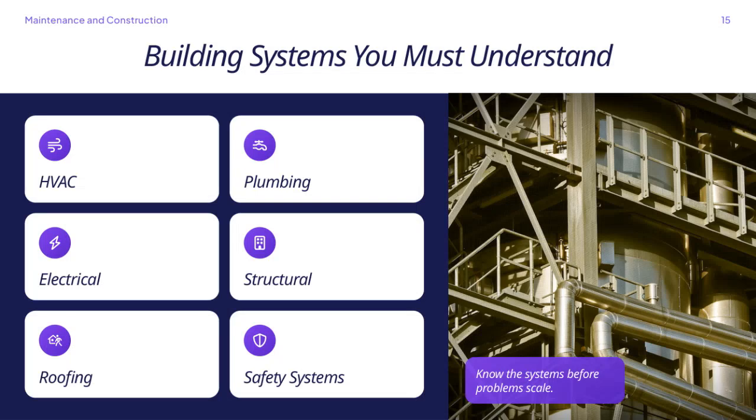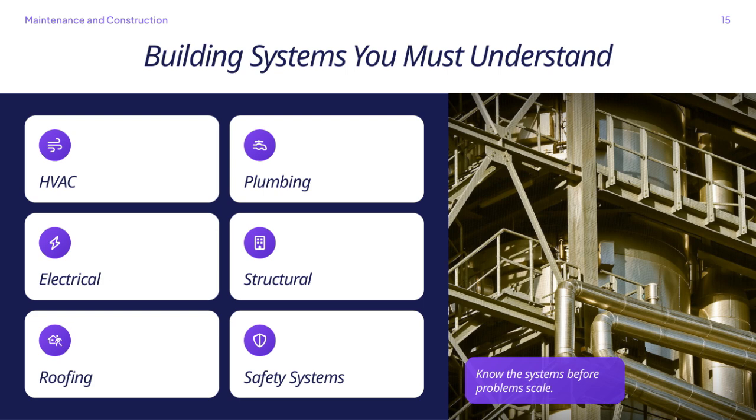On this slide, we're focusing on the essential building systems that anyone involved in maintenance or construction should thoroughly understand. First, there's HVAC, which deals with heating, ventilation, and air conditioning, critical for maintaining indoor comfort and air quality. Then we have plumbing, which covers water supply and waste removal, a system you definitely don't want failing unexpectedly. Electrical systems are next, powering everything from lighting to machinery, so their safety and reliability are paramount.